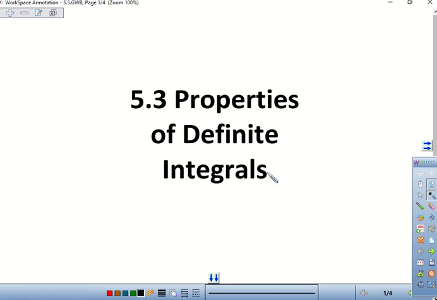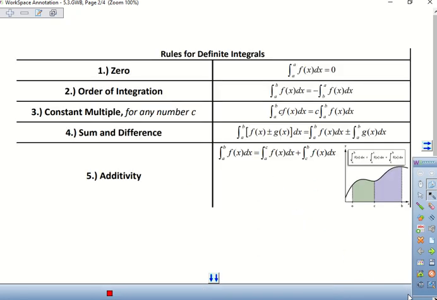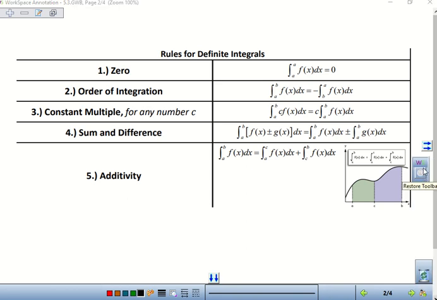Okay, today we're going to be doing 5.3, which is properties of definite integrals. A lot of these are kind of, I don't want to say common sense, but you could probably have figured out what they are.